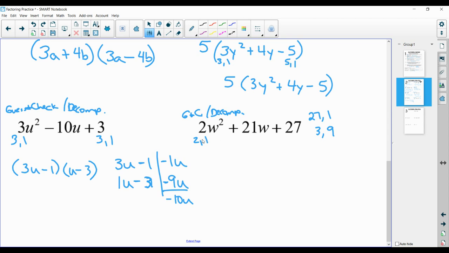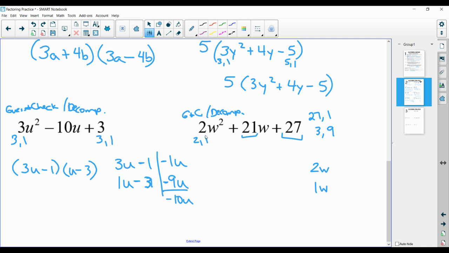And again, I'm going to be looking for my combination that will get me to a positive 21. So I want a positive 21 and a positive 27. I don't really have much choice with the 2. I'm going to have a 2w and a 1w. But off to the side here, I have a couple more options. So let's play with some numbers here.